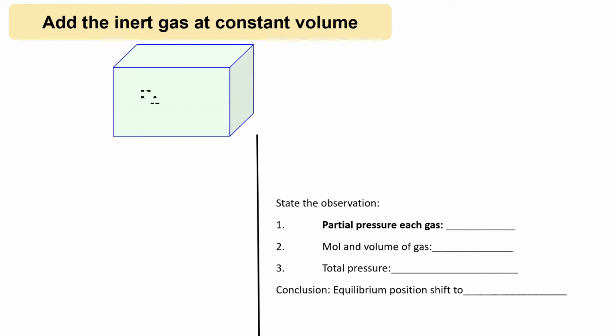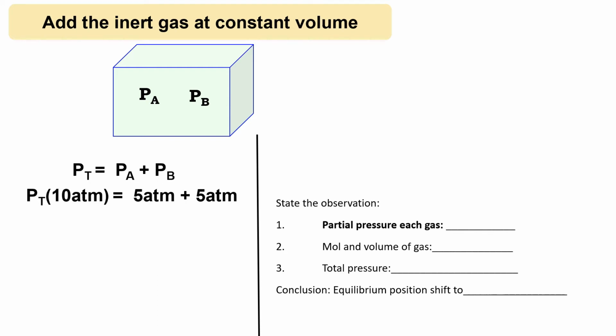Now you look at this picture. This equilibrium contains two gases, partial pressure A and partial pressure B. So how do we calculate P total? P total equals PA plus PB. Let's say I assume PA is 5 atm, PB also 5 atm. That means your P total equals 10 atm. Another way to calculate PA is nA over V, mole over volume, times RT, and PB is nB over volume times RT.